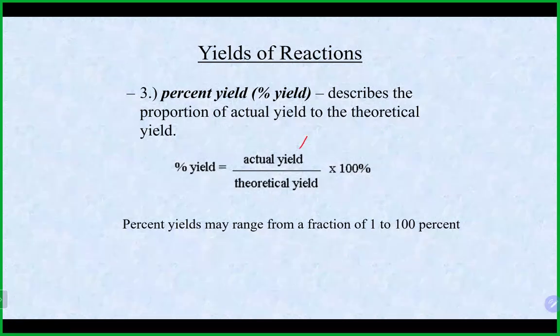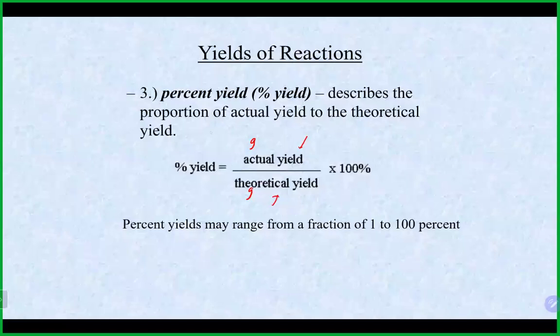So actual divided by theoretical times 100. Now, in terms of the units for the actual yield or the theoretical yield, it really doesn't matter. So you could do grams over grams. They do have to be the same on top and bottom.